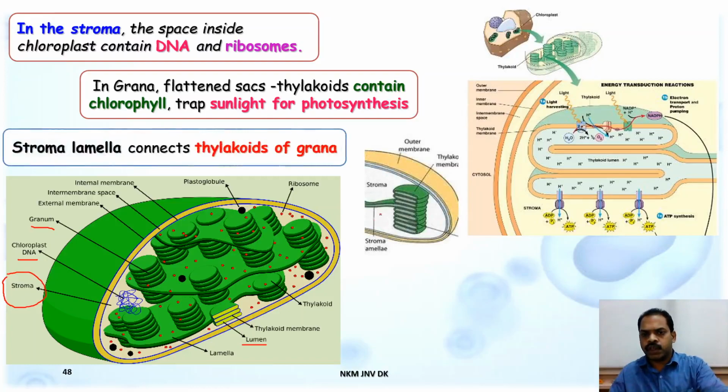And I already told you the stroma lamella is here, the flat structures which connect the thylakoids of one granum to the thylakoids of the other granum. So you can see here the grana structures. In that, the single one is a thylakoid, and the connection from one thylakoid to another is the stroma lamella structure.